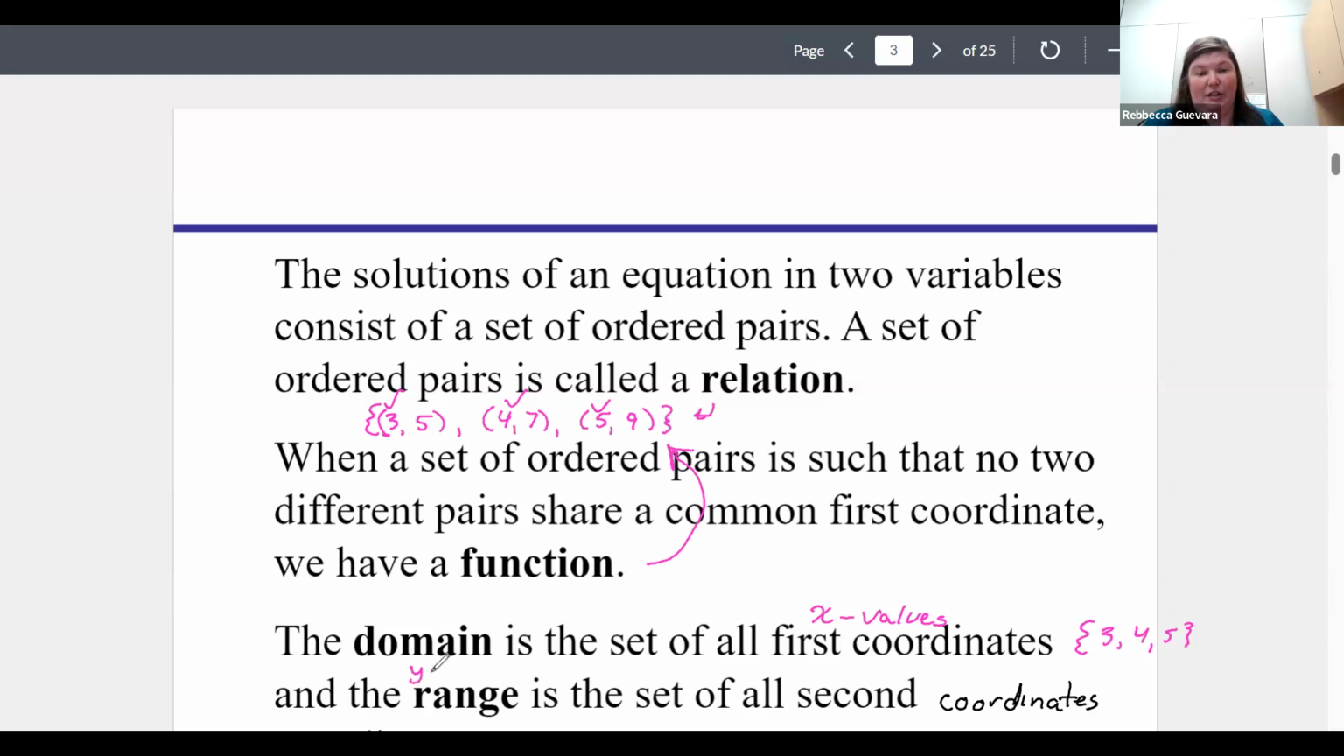With your range, it's going to be your y values. Like I said, we don't always stick to this all the time. Sometimes we have different variables, but it's a lot easier to think of it as your x values, your y values, first coordinate, second coordinate. Your range will end up being your second coordinate numbers. So in this case, if we're looking at that same relation, it would be 5, 7, and 9.